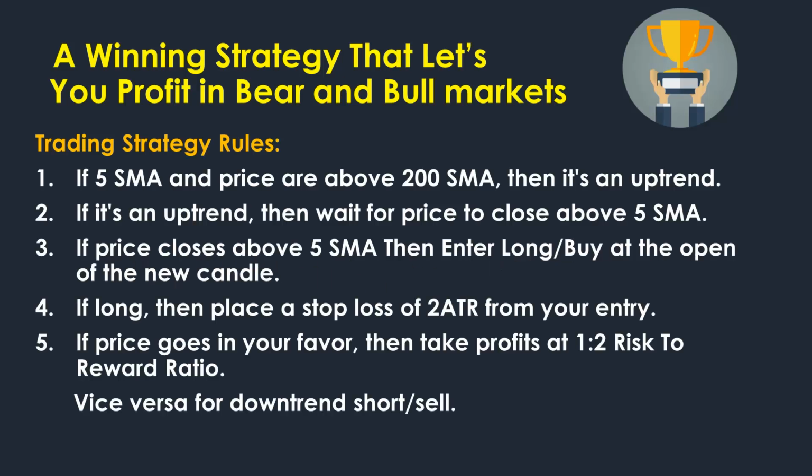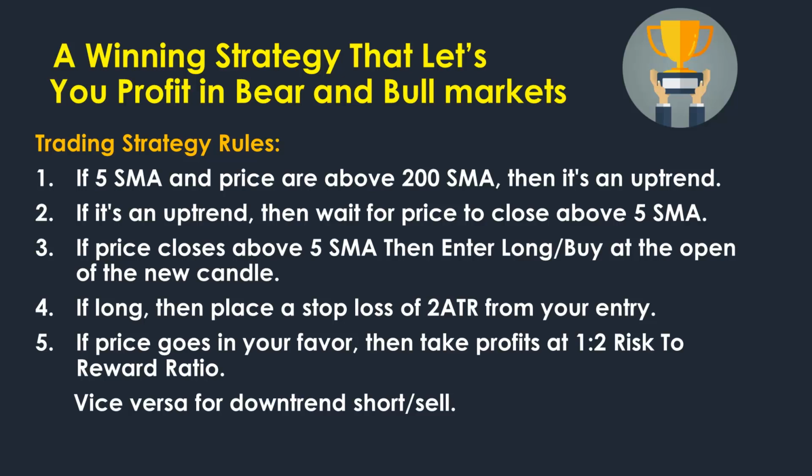Okay. All right, cool. So now let's talk about the trading strategy rules. So here I want you to take some notes. Okay, focus here on what I'm about to show you. So we have 5 rules. Rule number 1 is if 5 SMA and price are above 200 SMA, then it's an uptrend.